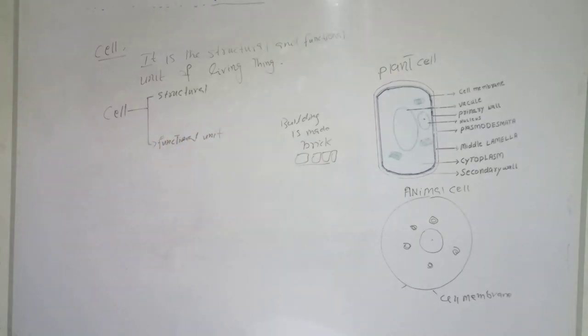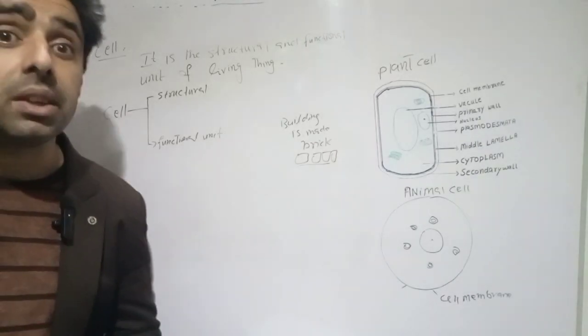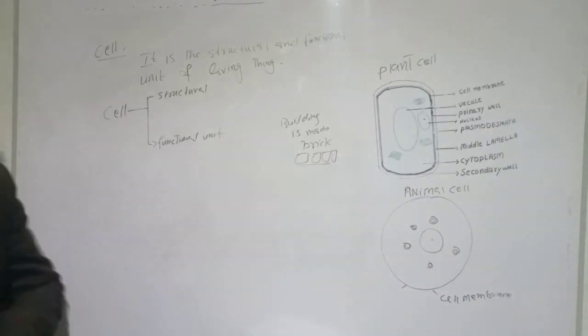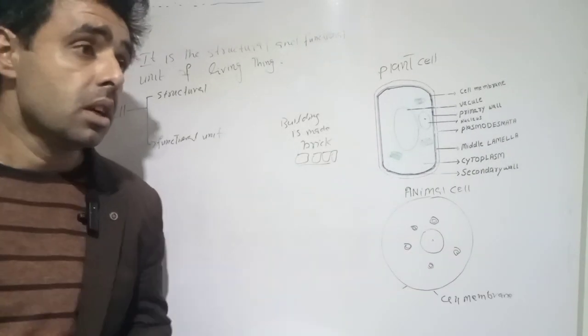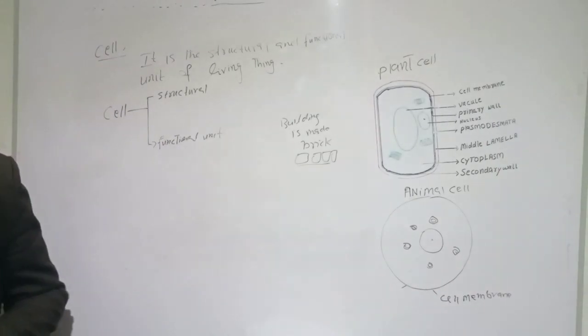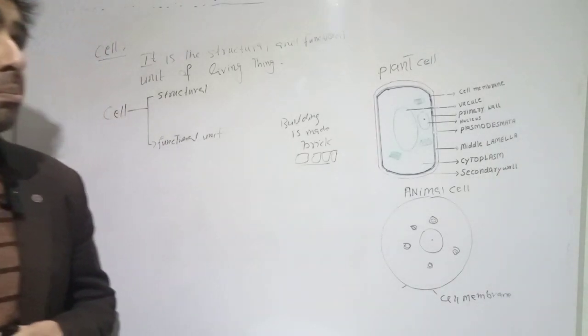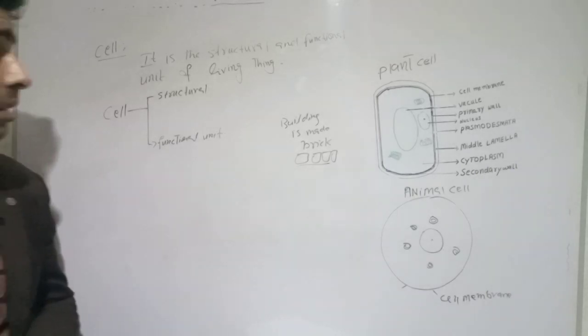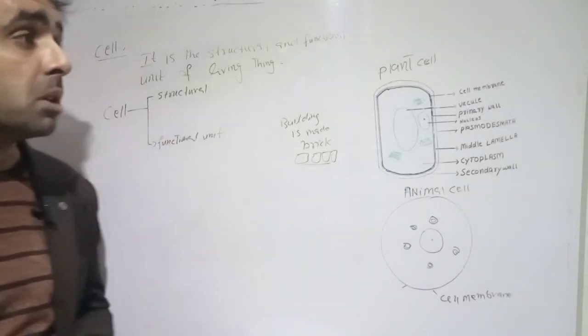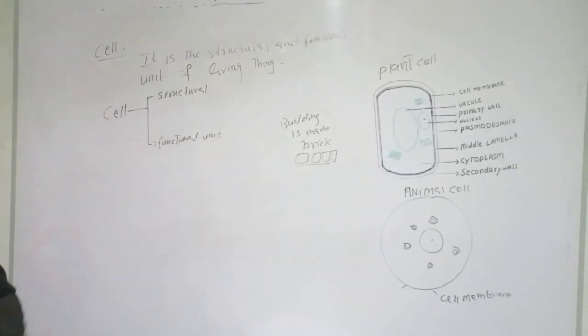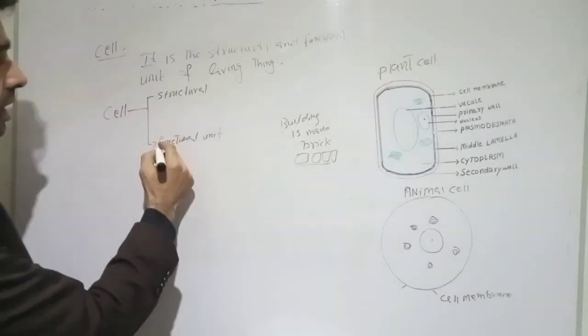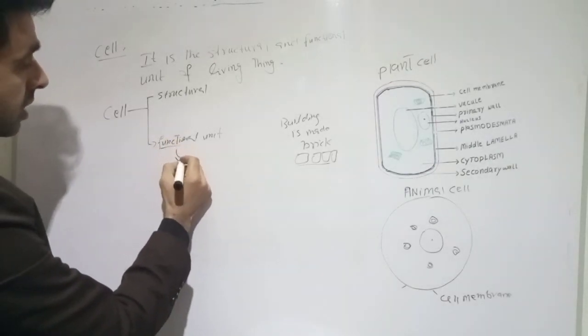Functional unit means that human beings perform different works, like laughing, nodding, fighting, thinking. I mean, a lot of functions a human being performs. That function is due to cell.